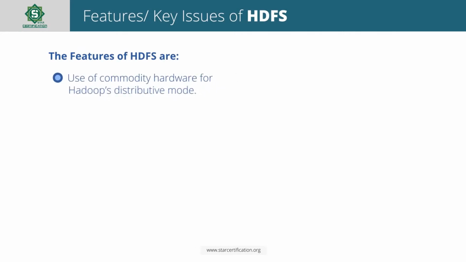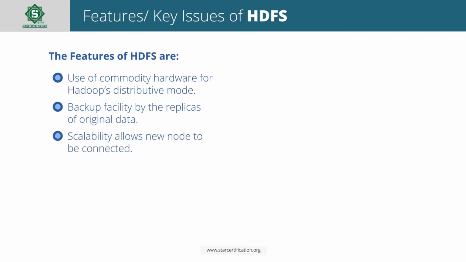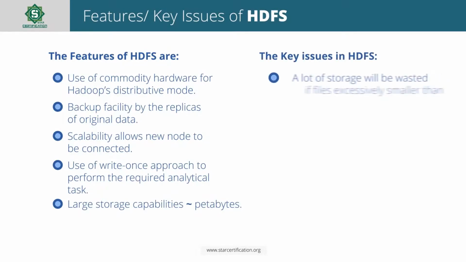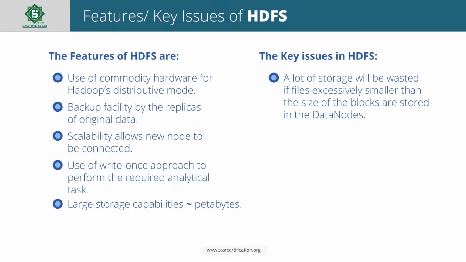Features. Key issues of HDFS. The features of HDFS are use of commodity hardware for Hadoop's distributed mode, backup facility by the replicas of original data. Scalability allows new nodes to be connected. Use of write-once approach to perform the required analytical task. Large storage capabilities, petabytes. The key issues in HDFS: a lot of storage will be wasted if files excessively smaller than the size of the blocks are stored in the data nodes. The data access time in an HDFS system is slow.